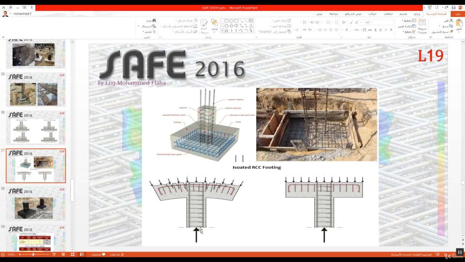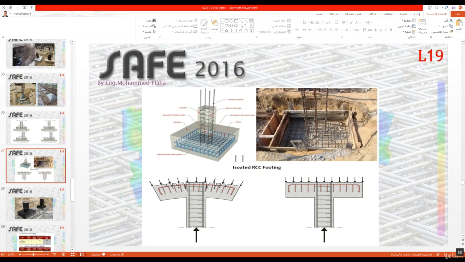I have this load coming from the column, and this is the soil reaction. It is like a cantilever now. I have this support and I have this load. For that, you see this is tension. Here is maximum tension. Here is 0. Here is compression. No need for reinforcement. You see?